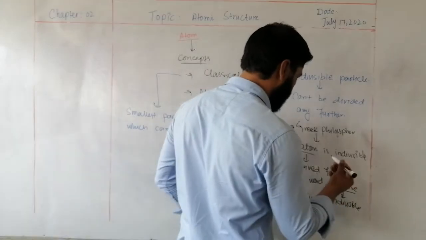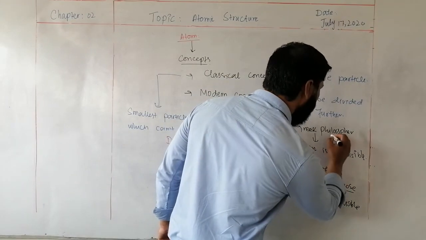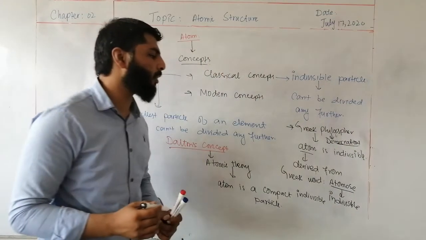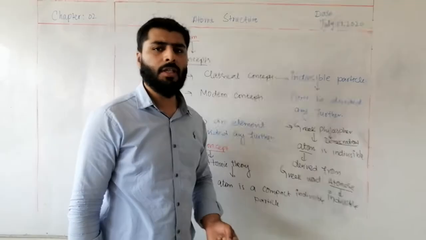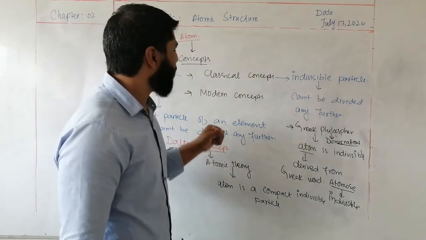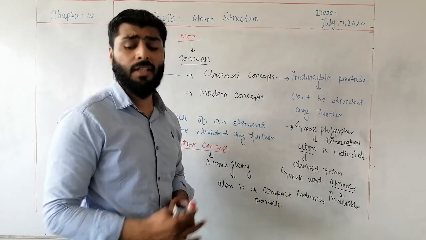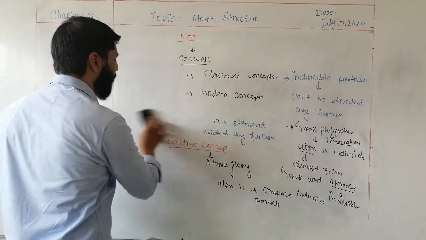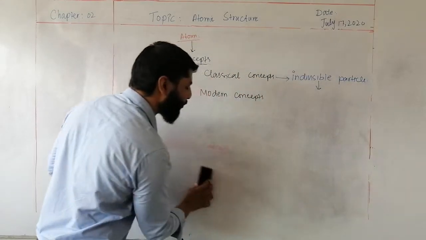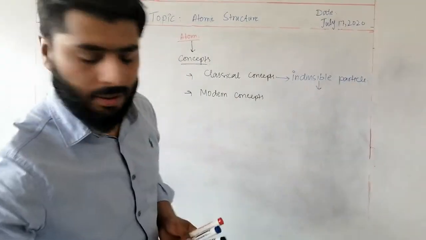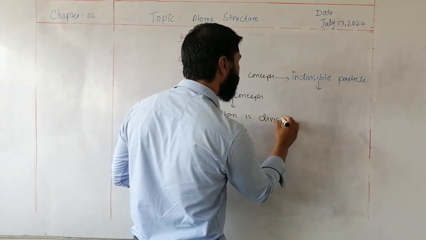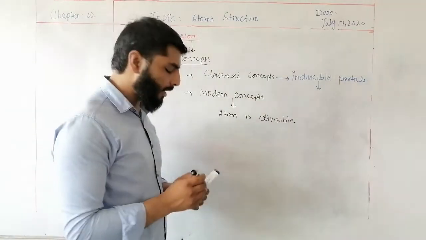Okay? Greek philosopher Democritus gave the concept of the word atom meaning indivisible. So this concept of Democritus and Dalton's concept decided that atom is indivisible. But the modern studies neglected this concept. According to the modern concepts, atom is further composed of a number of smaller particles. Meaning, according to the modern concept, atom is divisible, we can divide atom further.